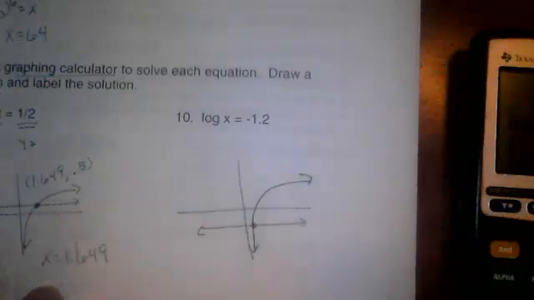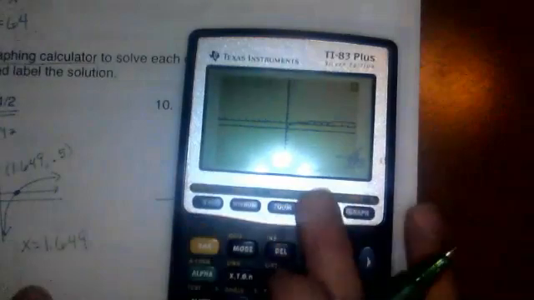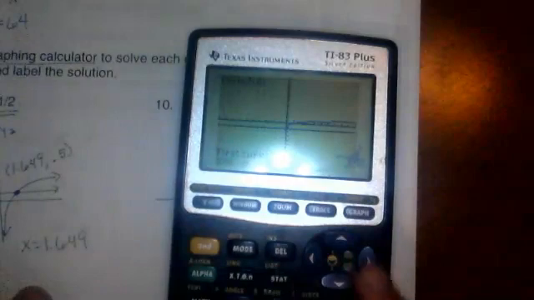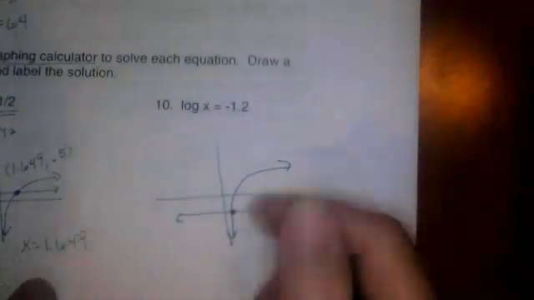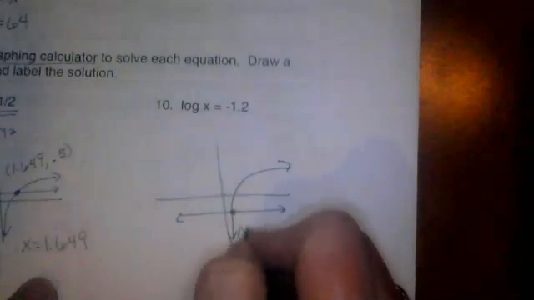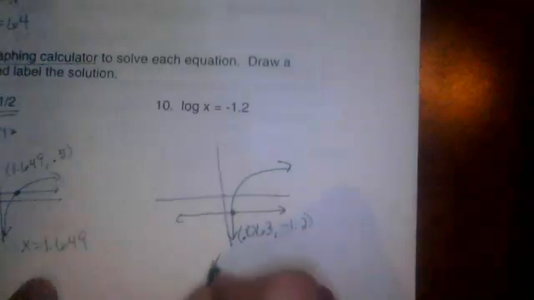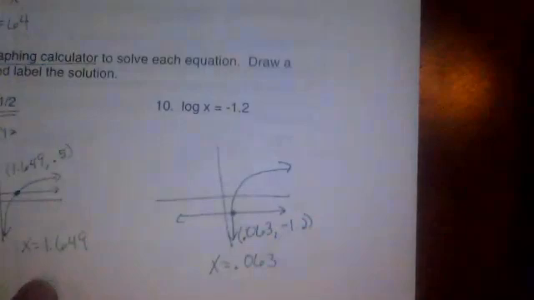And we want to find our intersection down here. So second, calculate the intersection. You may have to hit that arrow key to make it recognize the graph. There we go. 0.063. So x is 0.063. All right, so that is it for our first lesson in logarithms.